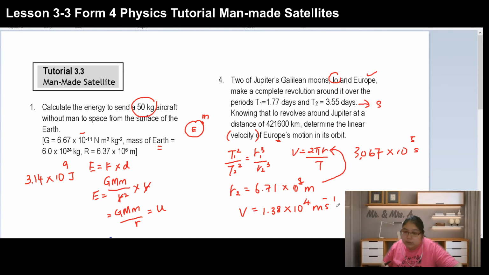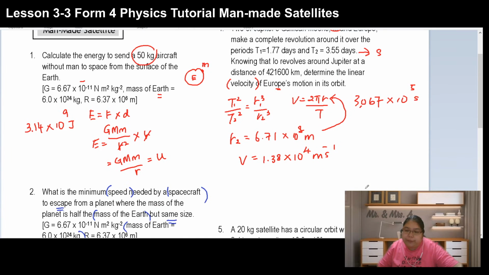Okay, we try to check whether it is correct or not. Time taken, 24 times, so this is the time taken. Okay, time taken is correct. Then 2 pi multiplied by R. The R we found is 6.71 times 10 to the power of 8. Then you divide by the time taken. The answer should be correct: 1.38 times 10 to the power of 4. So this is the calculation for number 4.